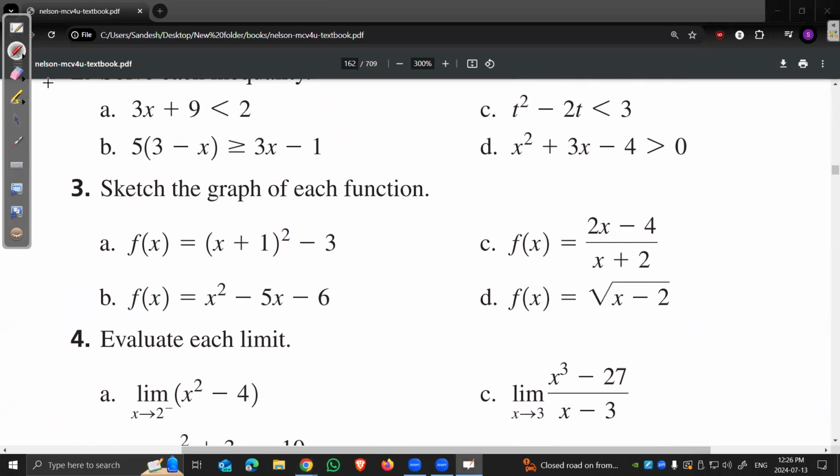For D, it's also very simple. This -2, does it go to left, right, up, down? Goes to the right. The parent function root x looks like this. Goes through 0, 0, 1, 1, 4, 2, 9, 3. -2 means this thing is just going to shift 2 units to the right like that, and you're done. All the x values just shift 2 units to the right. Y values are exactly the same.